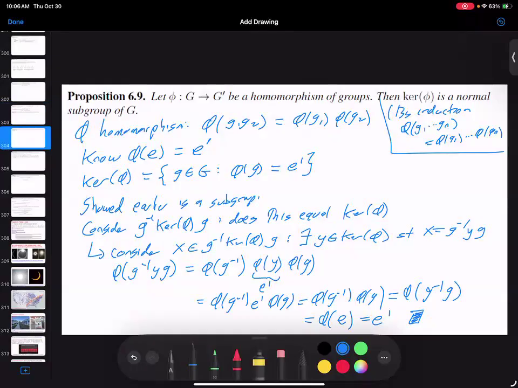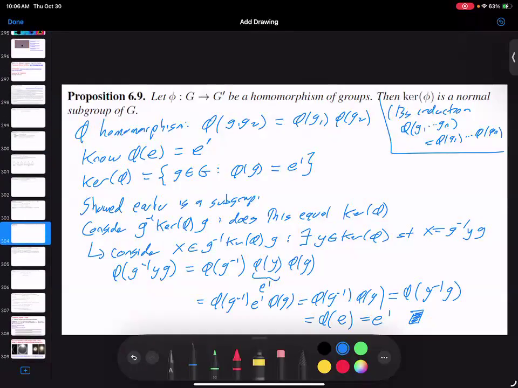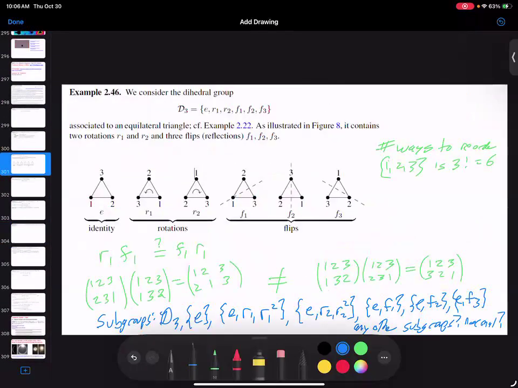So this is one way to prove that something is normal. We can go back to the example we had, and if we can show that any of these subgroups down here, for instance, is the kernel of some map phi, then we would know that those are normal.